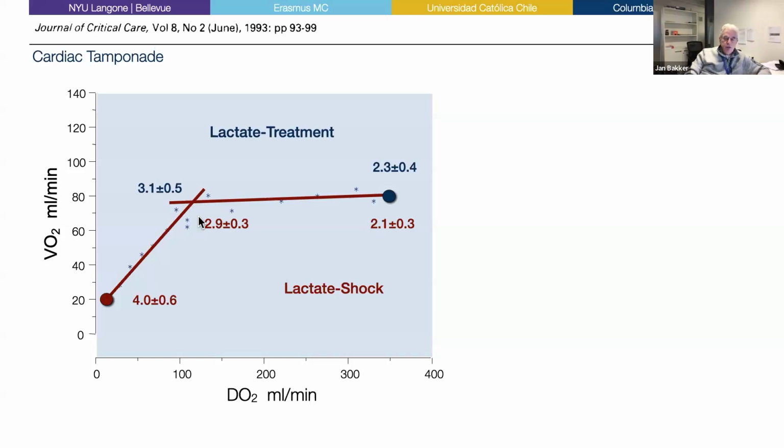Now, critical DO2 is a whole body thing. But remember, every regional circulation has its own critical point. So the critical point for the liver is different than the critical point for the gut and the kidney and stuff. And for the brain, probably the best, the lowest.